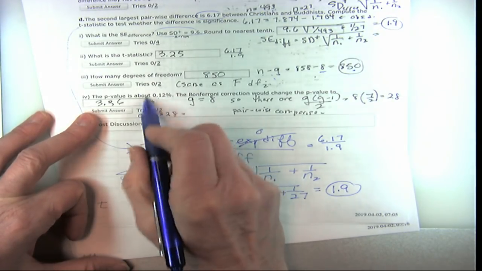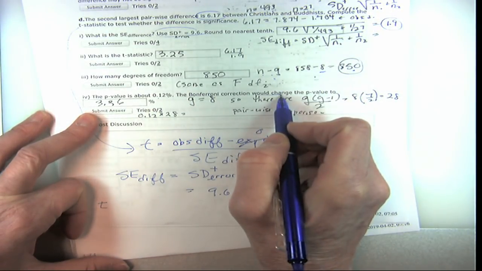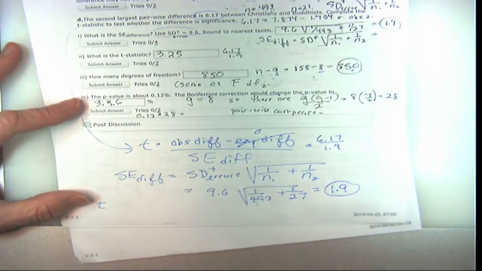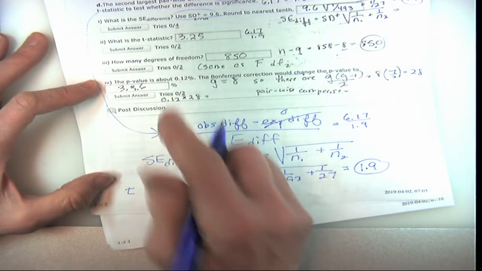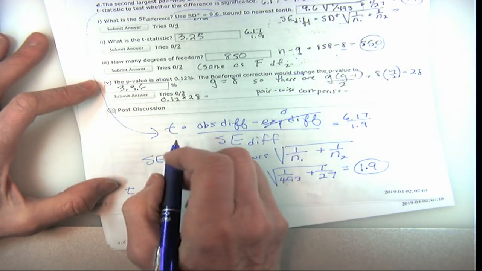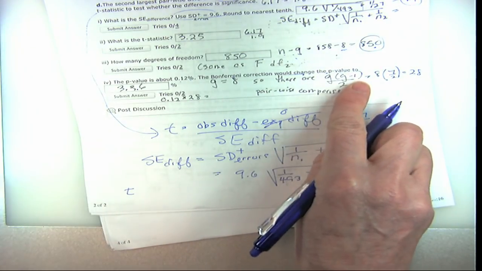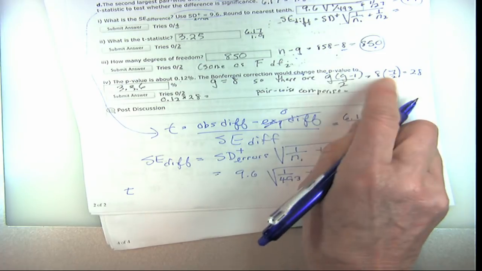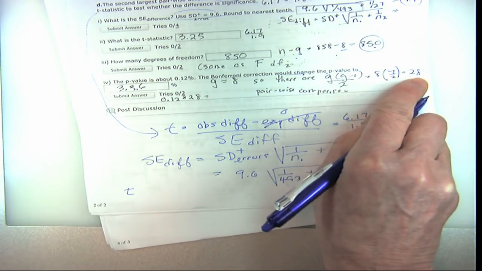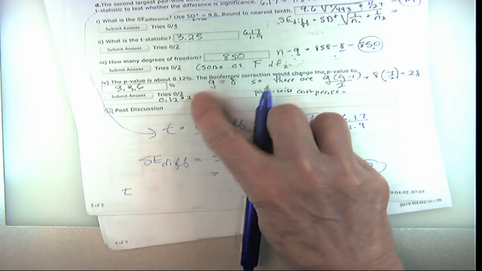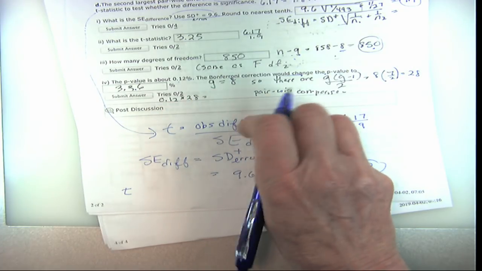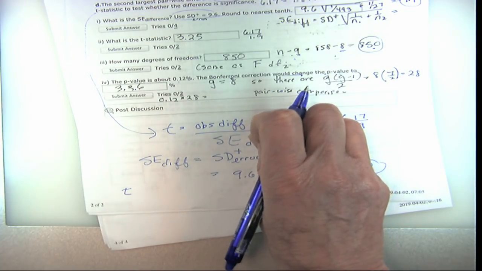Okay, so you're given the p-value. How does the Bonferroni correction change that? It multiplies it. Remember, the Bonferroni will multiply it by what? The number of pairwise comparisons. So in this case, you have 8 times 7 over 2, 28 comparisons. So you have to multiply that by 28. Okay? Does that make sense? All right.